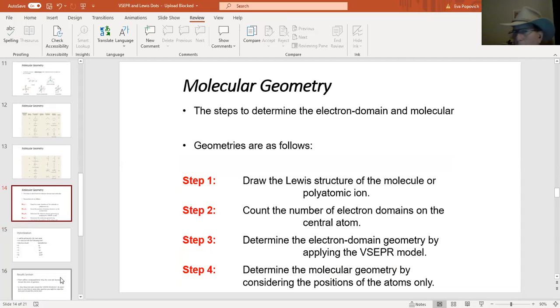So draw the Lewis structure, and you're doing VSEPR to determine the molecular geometries. Draw the Lewis structure first. Determine the number of clouds around the center atom. Number of clouds will dictate the electron domain geometry. Then use the chart that I just showed you to determine the molecular geometry by considering only the positions of the atoms themselves. Questions?